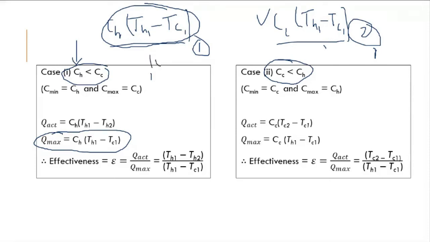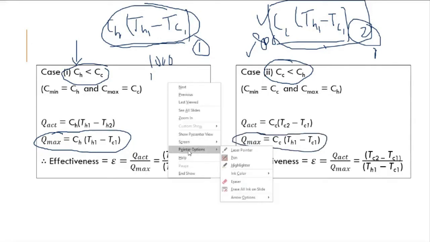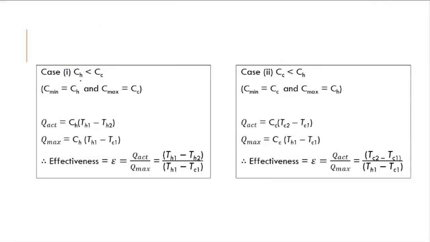So we can say that this is 1000 and the other one is 800. Still the rate of heat exchange between the two fluids will be equal to 800. So can we say that maximum heat exchange is CC times TH1 minus TC1? Yes, sir. Okay, so in this case, Q max value will be CC times TH1 minus TC1. Any doubt in this part? No, sir.